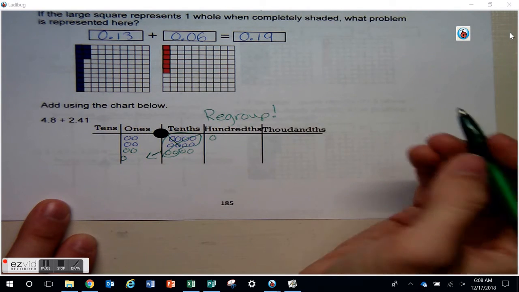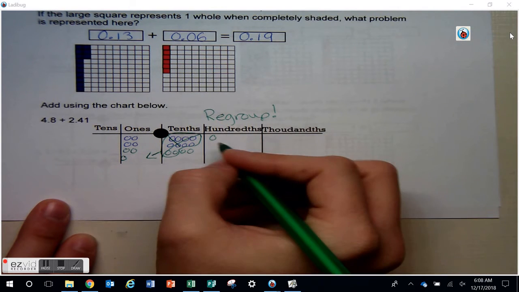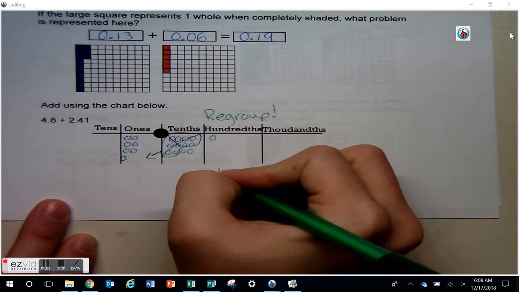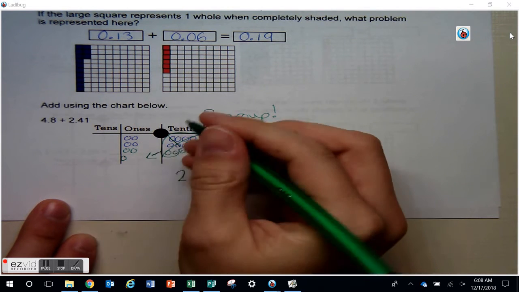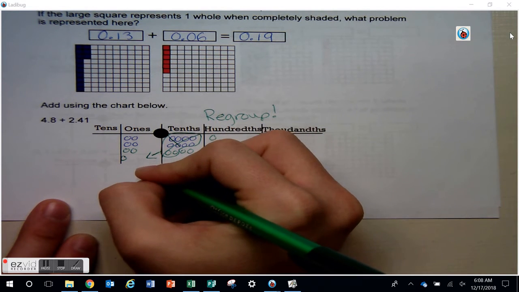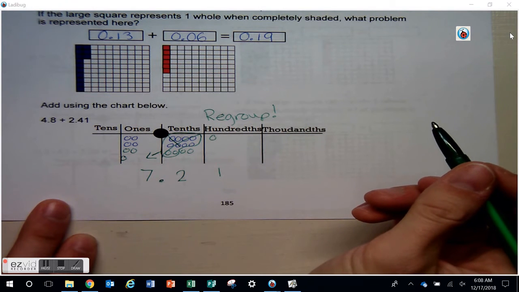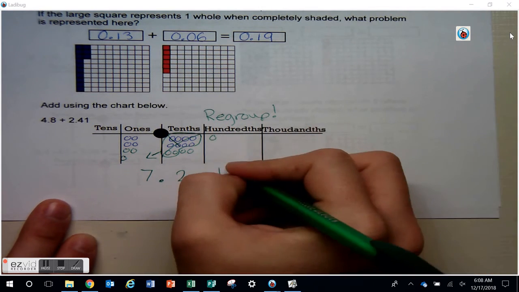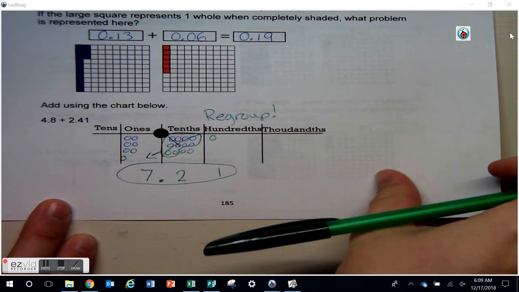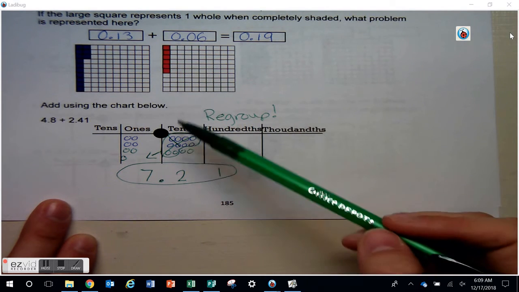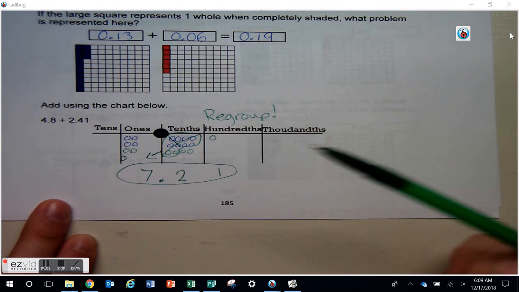So then I can cross all of that out. And I'm left with how many ones? I'm left with, well, how many hundredths? 3 hundredths. I'm left with 2 tenths, and I'm left with 7 ones. So I have 7 and 21 hundredths. 7 and 21 hundredths. So the thing to remember here is if I have 10 or more, I need to regroup that 10 to the next place value.